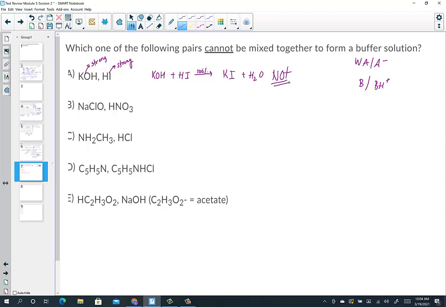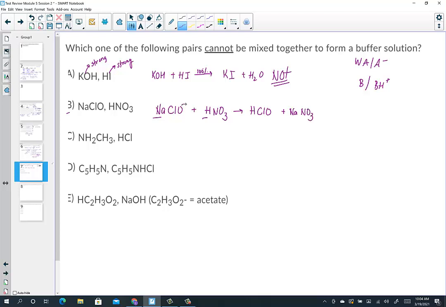Now, in this example, I found my answer right at letter A, but if it's all right, I'd like to talk more about why the others do work, because not all of them look like conjugate pairs. Let me say, for example, letter B. I have sodium hypochlorite and nitric acid. Again, just think about exchanging the positive ions. You produce HClO and NaNO3.